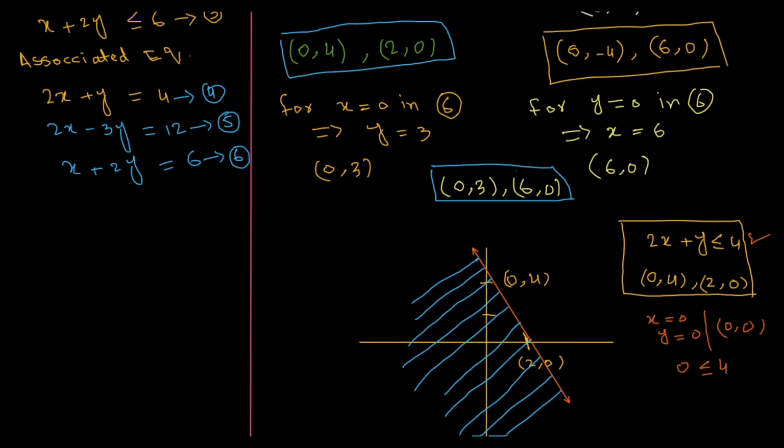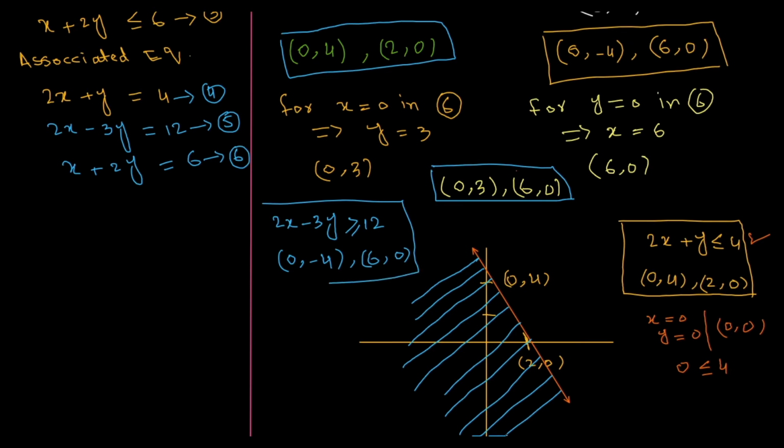Okay, and if we represent the other points, our second inequality has points 0 comma minus 4 and 6 comma 0. That inequality is 2x minus 3y which is greater than or equal to 12. Here I am writing 2x minus 3y greater than or equal to 12, and the points corresponding to this inequality are 0 comma minus 4 and the second point is 6 comma 0.